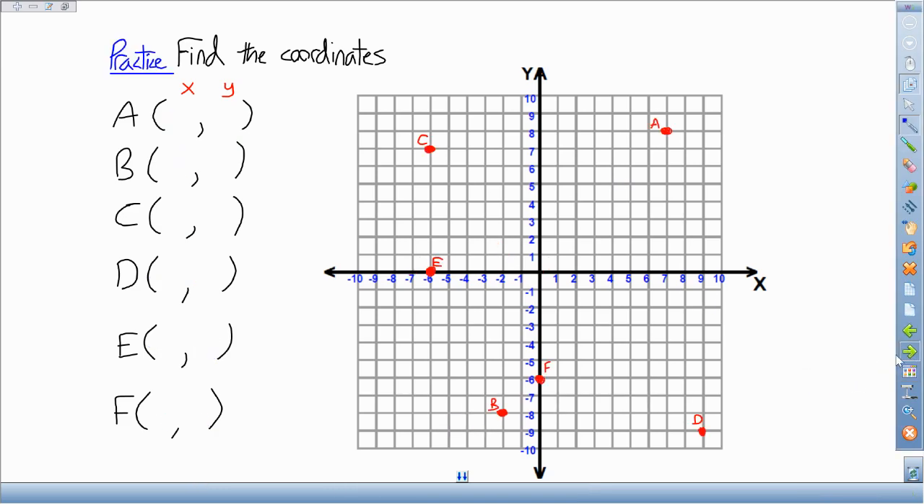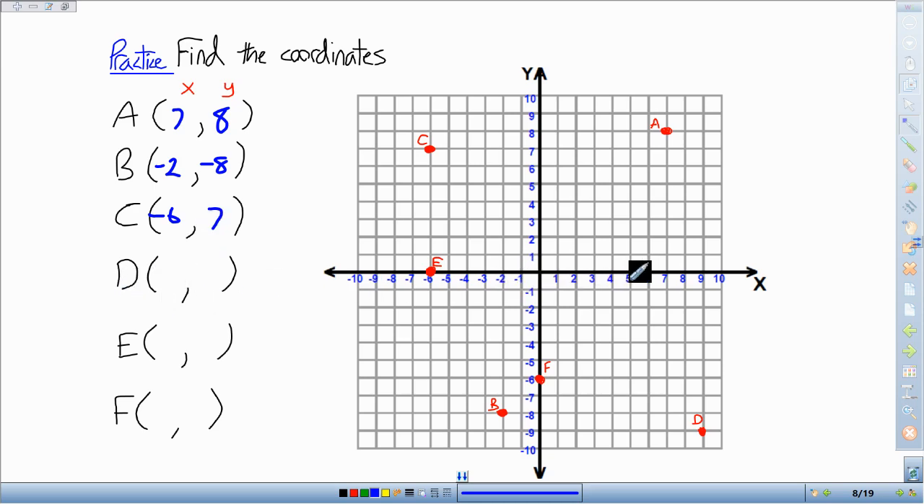All right, so I'm gonna have you go ahead and try a problem a lot like this. Go ahead on your next graph, plot these new points, find their coordinates. All right, so A looks like it's at 7, 8. B looks like it's at -2, -8. C, -6, +7.